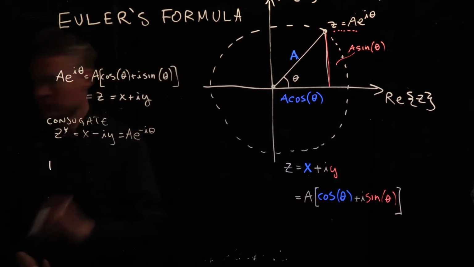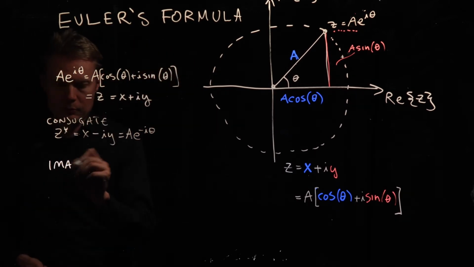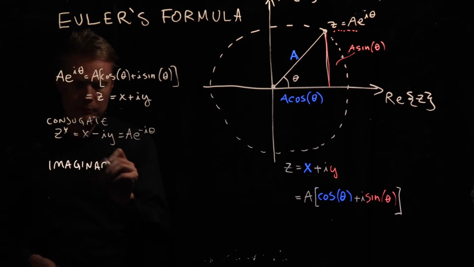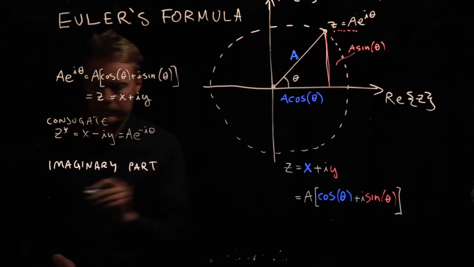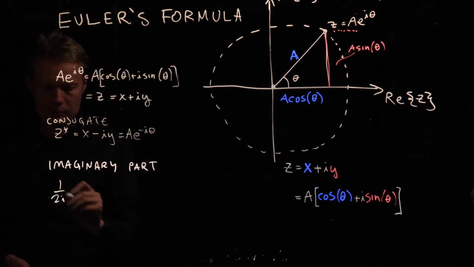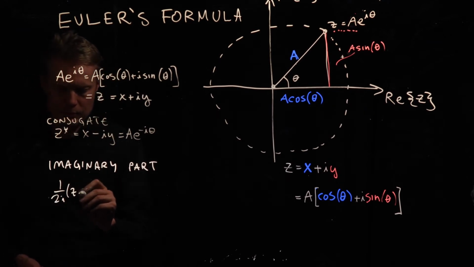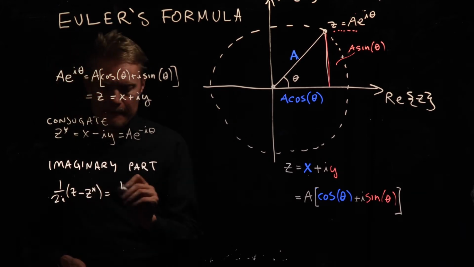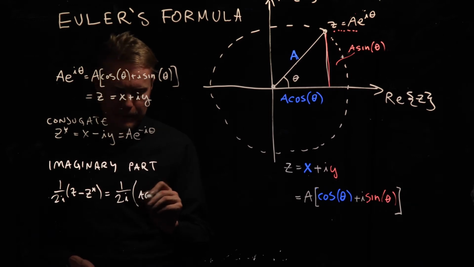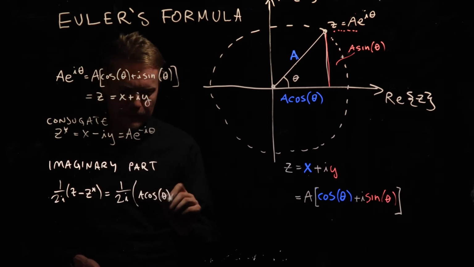You can use the complex conjugate to obtain the real or the imaginary component of a complex number. I'll show you how to get the imaginary component. I'm sure that you can then figure out how to obtain the real component. Using 1 divided by 2i times z minus z conjugate, you obtain the imaginary component of a complex number z. And we're going to use Euler's formula to prove that.